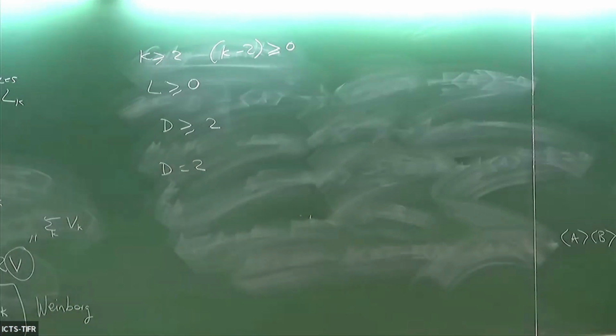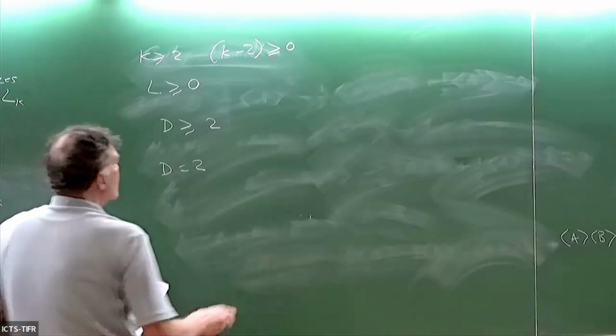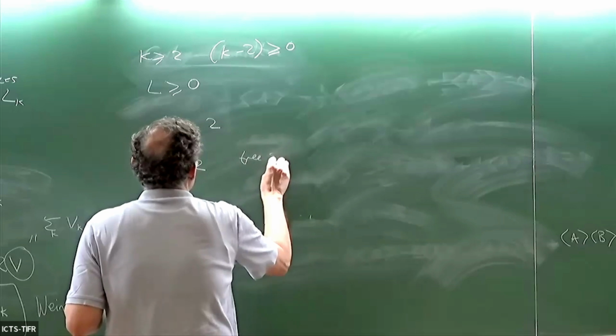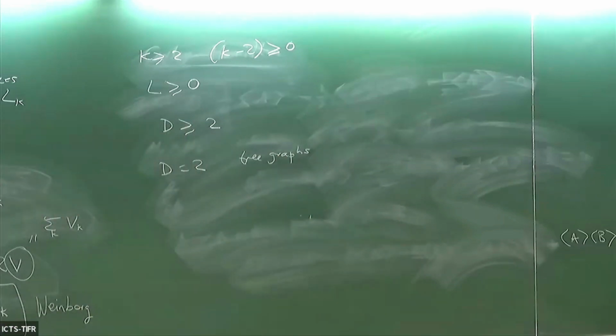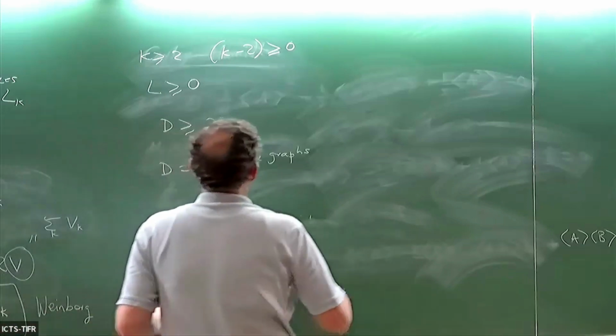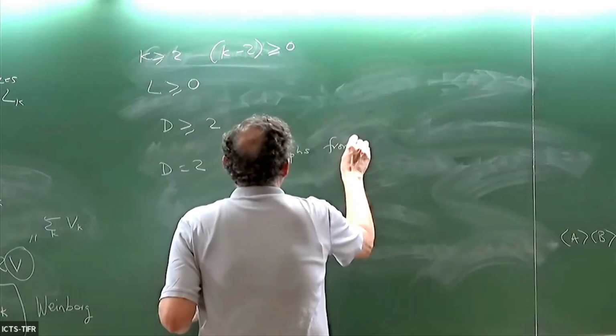For d to be 2, both of these terms have to be 0. So L is 0 means tree graphs. This being 0 means the only vertices you can have have k equals 2, because otherwise you get something positive. So this is tree graphs from L2.